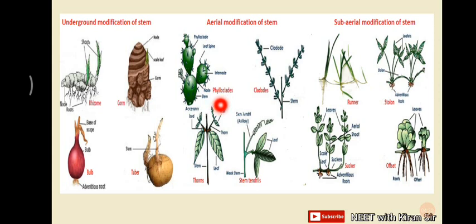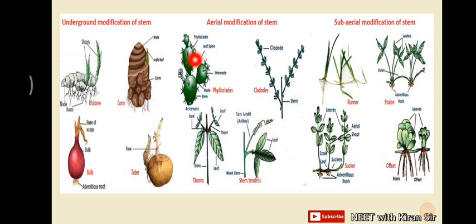So when I say phylloclade, in case of the cactus, or you can say the plants living in a xerophytic condition, commonly called xerophytes, the leaves are modified into spines. So instead of leaf, the entire function of the leaf will be performed by a flat green colored stem. We call it a photosynthetic stem, called the phylloclade.